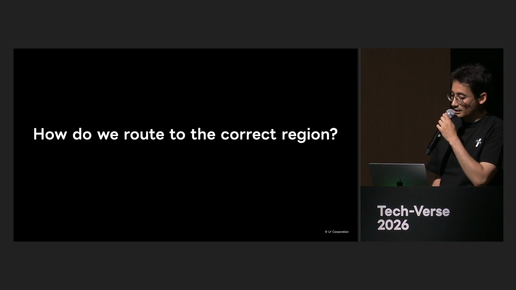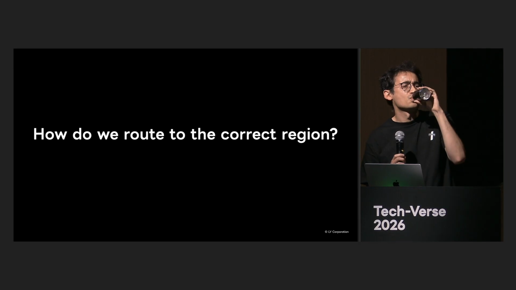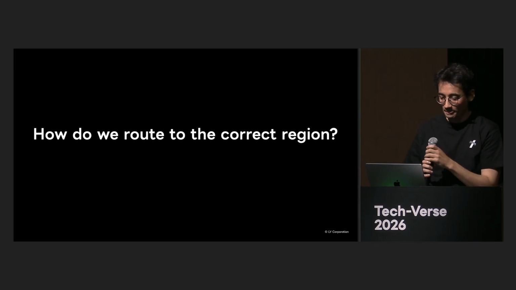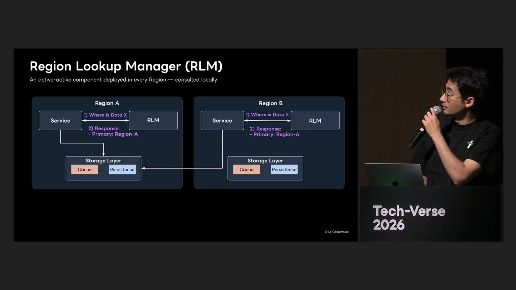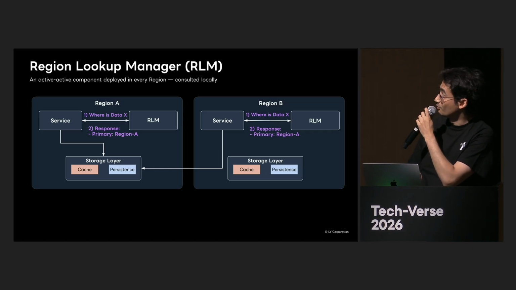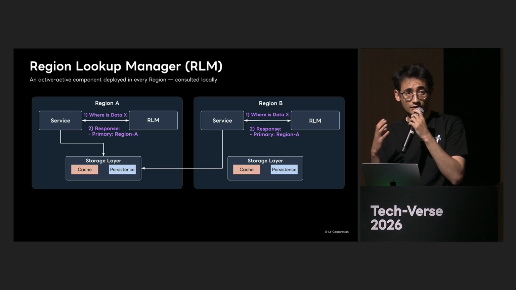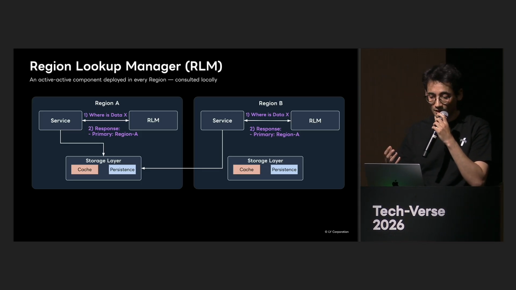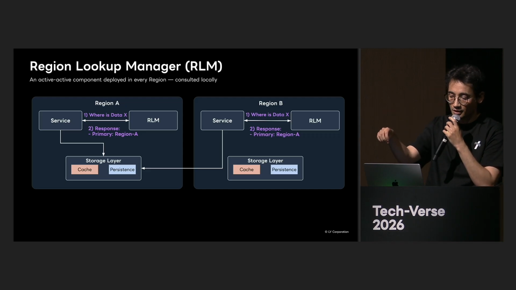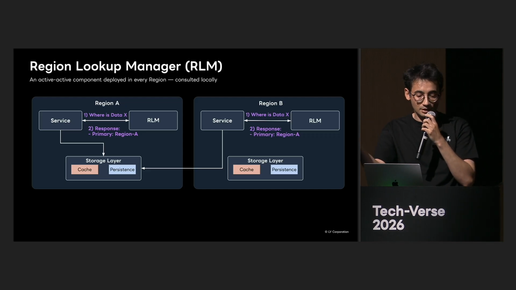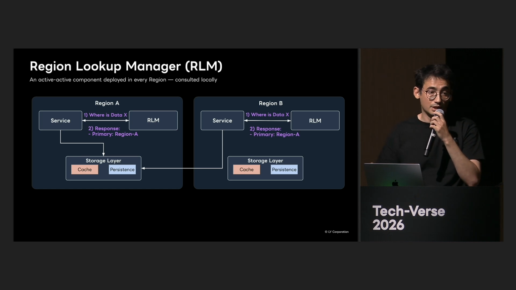But you might be wondering, how do we route to the correct region? To solve this, we are building a new component that we have named the Region Lookup Manager. It answers one question: for a given piece of data, which region is the primary? When the service needs data, it first asks the Region Lookup Manager which region is the primary, and then the service goes directly to the primary region where the data is always fresh and consistent.